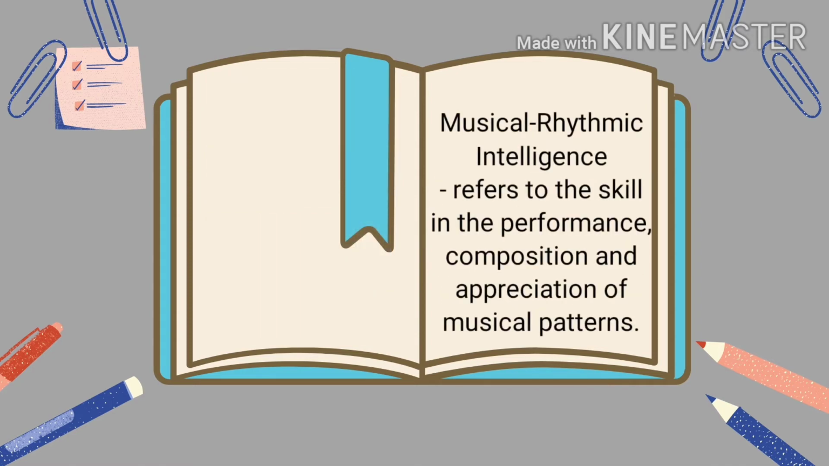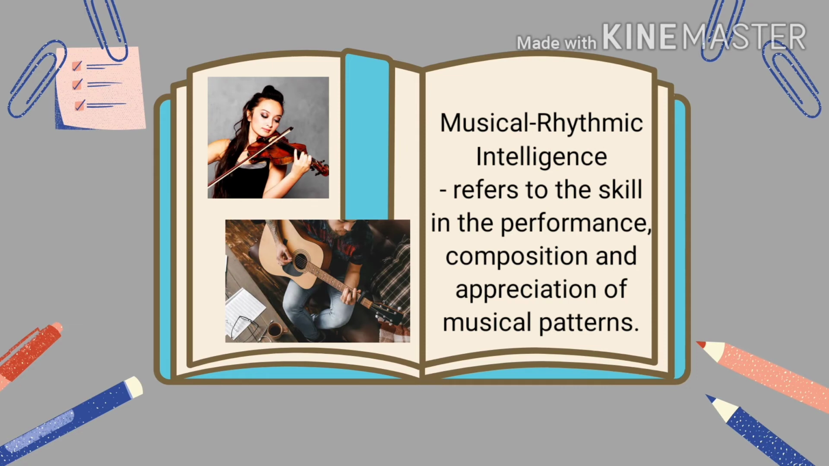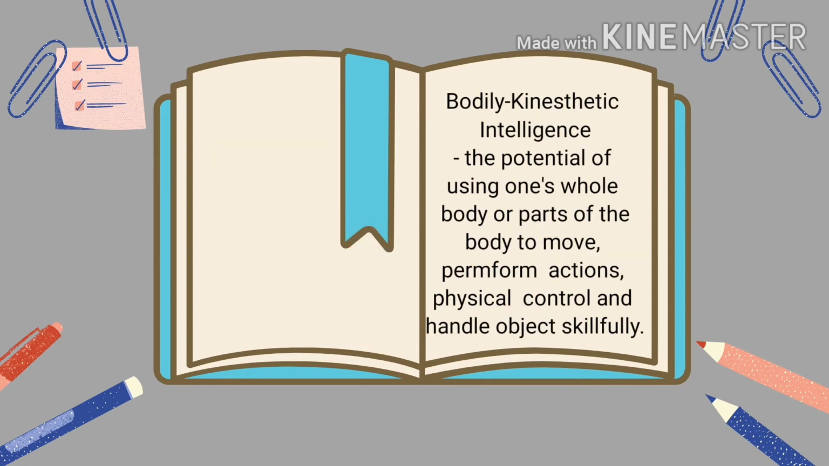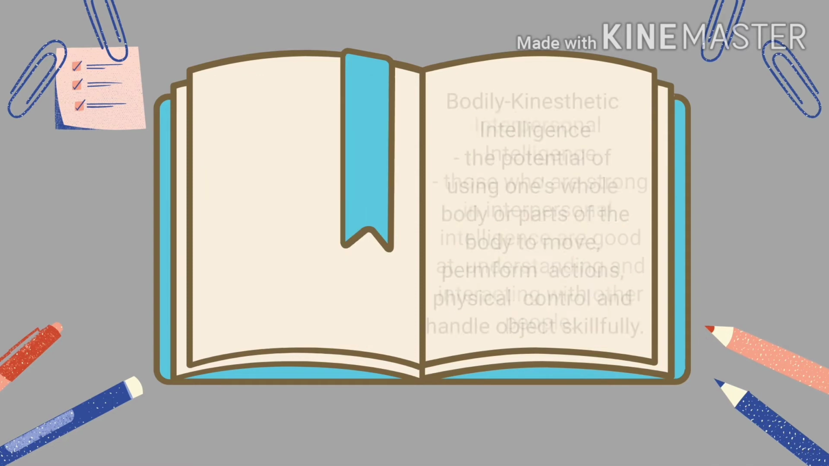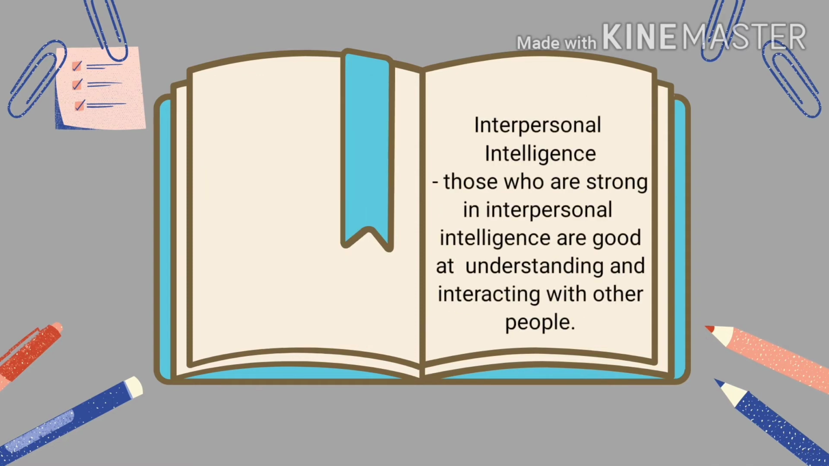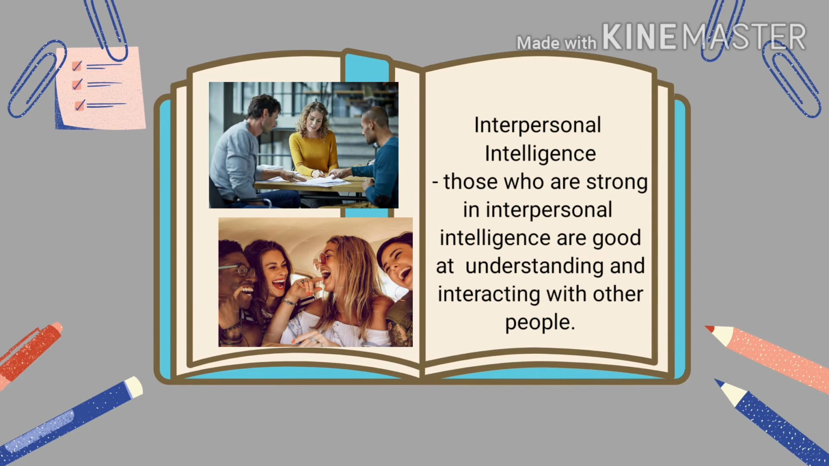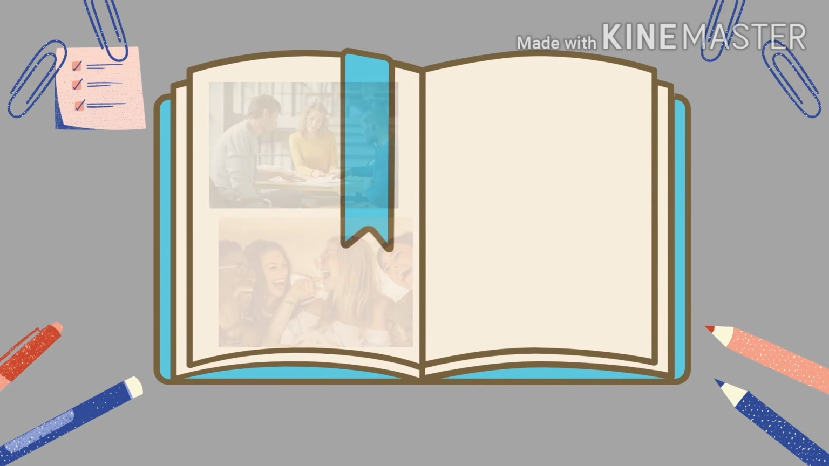Musical rhythmic intelligence refers to the skill in the performance, composition, and appreciation of musical patterns. Bodily kinesthetic intelligence, the potential of using one's whole body or parts of the body to move, perform actions, physical control, and handle objects skillfully. Interpersonal intelligence. Those who are strong in interpersonal intelligence are good at understanding and interacting with other people.